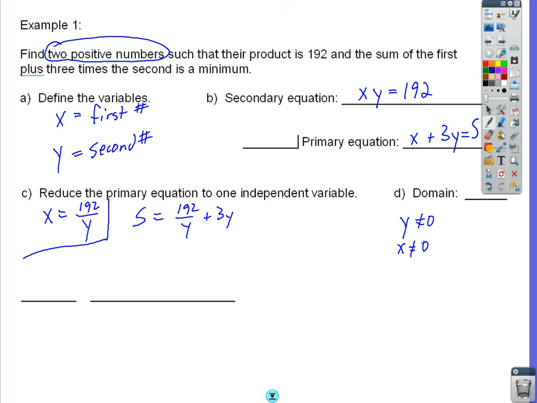But then I go even further and take a look at what my problem said. I go back up here to what I circled: two positive numbers. So that means not only can y not be 0, y has got to be bigger than 0. And then they also tell me that x has got to be bigger than 0. There's my domain. This doesn't work anymore. So let's go over here to the next page.